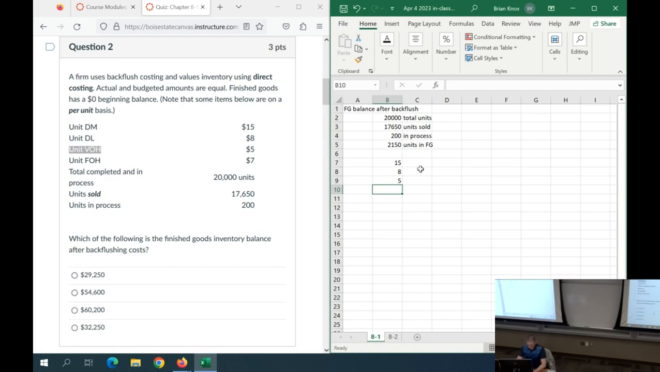And I'm just going to sum these three and multiply that finished goods by that total right there. So this should be the debit to finished goods. And just for completeness, beginning balance of finished goods, ending balance of finished goods. I just took 0 and added that debit from our backflush entry just for completeness, because not every problem will have a $0 beginning balance.